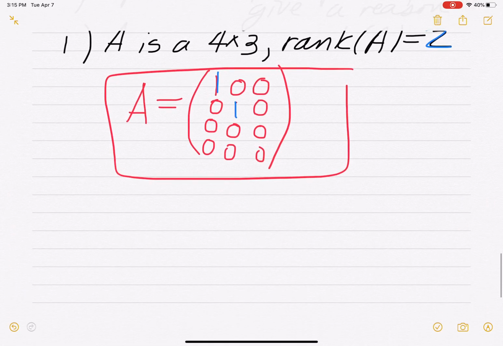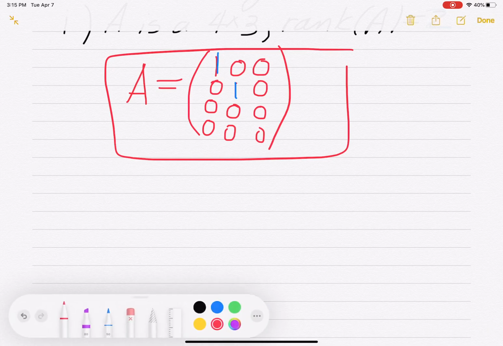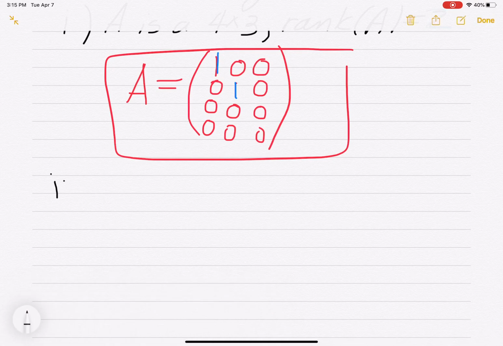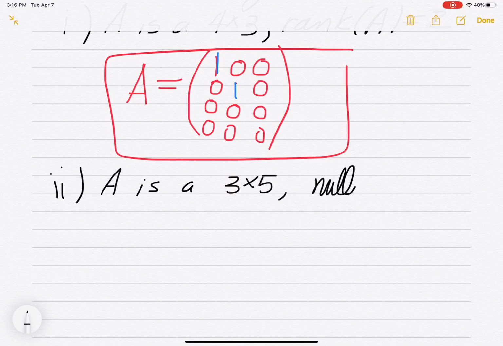All right, how about another matrix? Another challenge set before us. Can we do what I have here? The challenge is A is a 3 by 5, and we want the nullity, that's the number of non-pivot columns, to be 4.